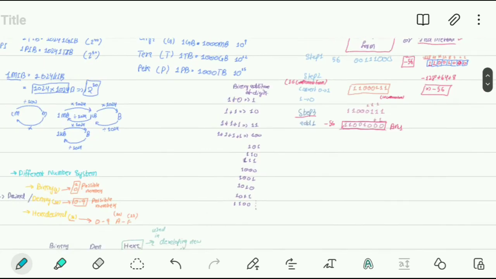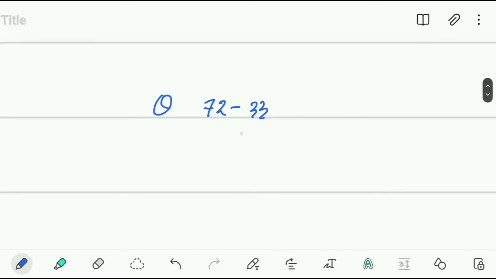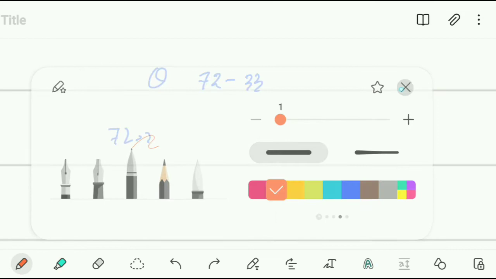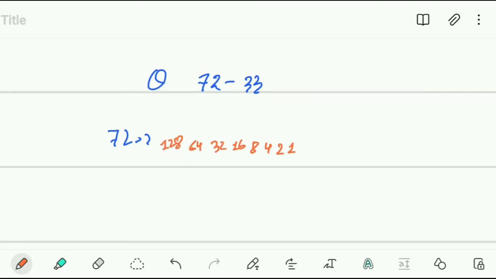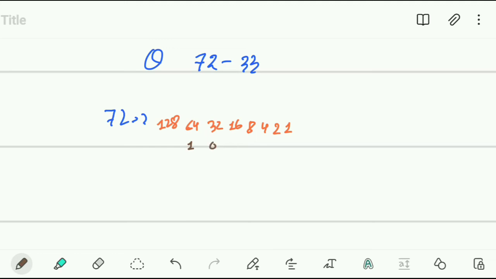Okay, and let's suppose I do the subtraction, 72 minus 33. So this is the question. What is the binary representation of 72? It's going to be 1, 2, 4, 8, 16, 32, 64, 128.